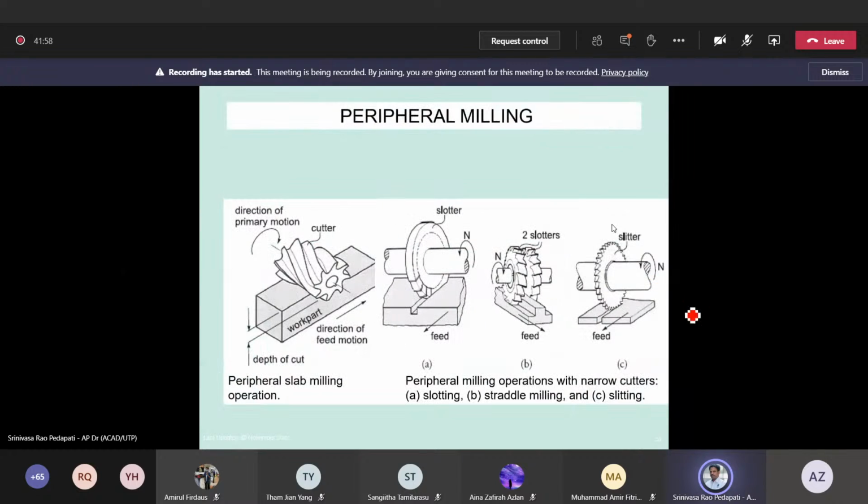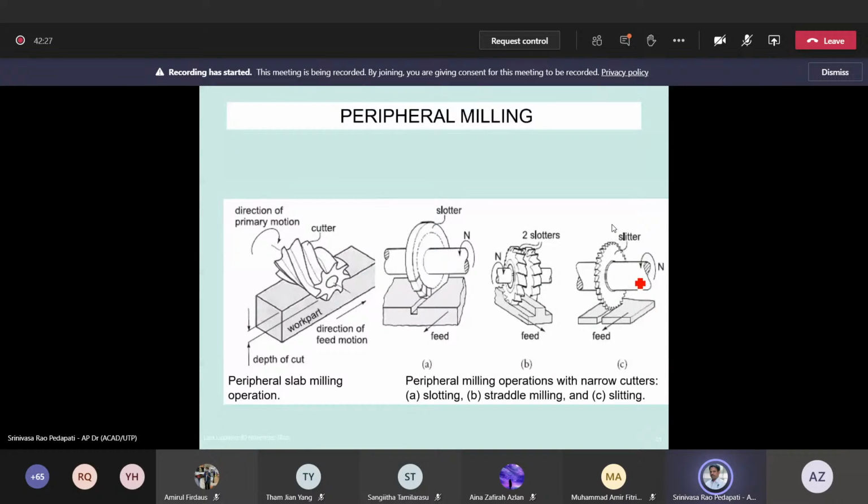So now, coming to other aspects of milling, peripheral milling is another one. So I think we proceed. Any doubts? If you don't have any doubts, let us go for milling.